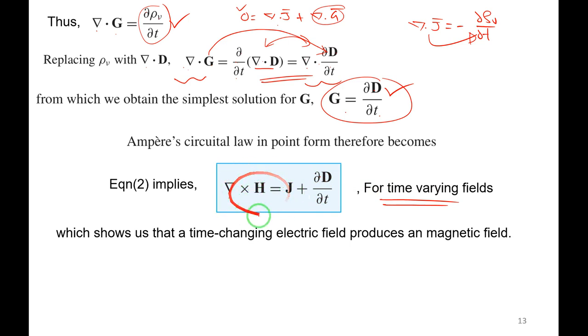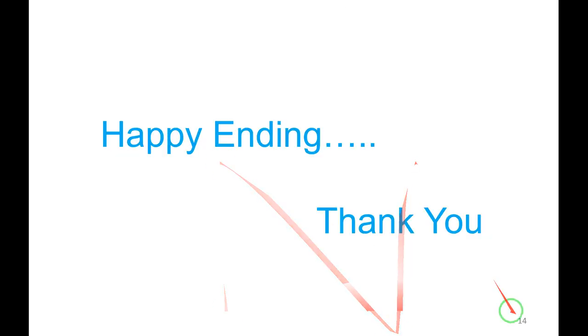So looking at the equation, we will come to know that the rate of change of electric field will produce the magnetic field. The rate of change of electric field produces the magnetic field. Okay, this completes the last chapter and also the syllabus. Happy ending and thank you. Right? Okay.